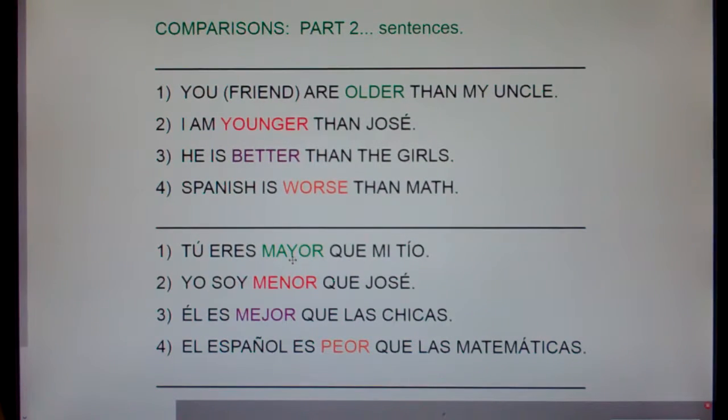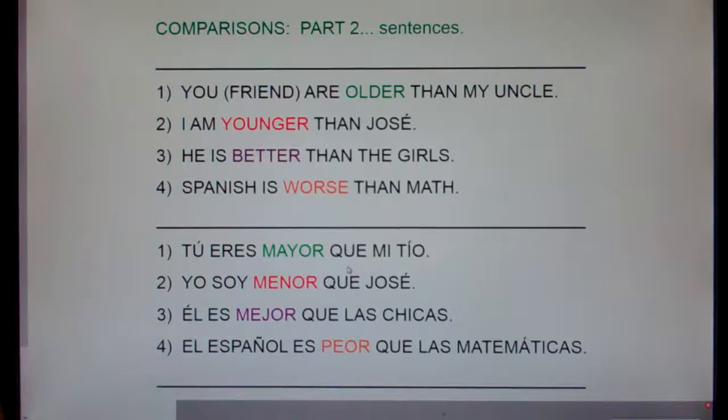All right, now, how are we going to remember that mayor is older? Well, it looks like the word mayor. Everybody say mayor, mayor. Now, here's a chant for you. The mayor is older than I am. The mayor is older than I am. So mayor is older.